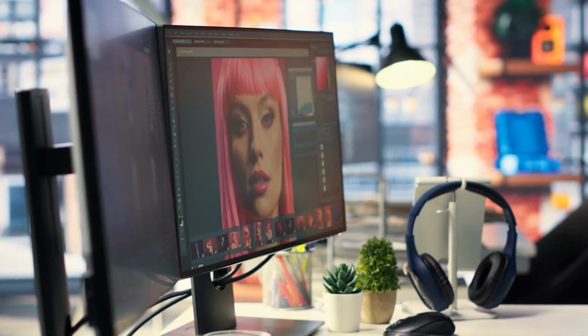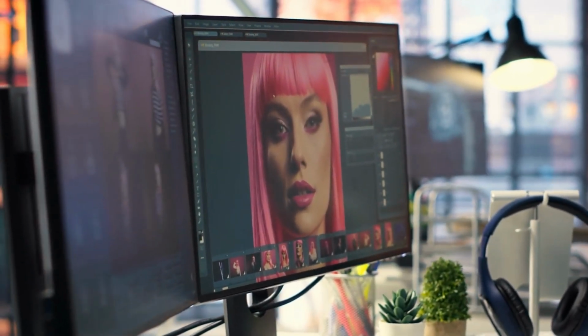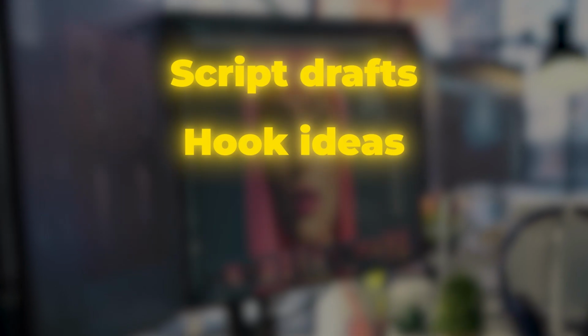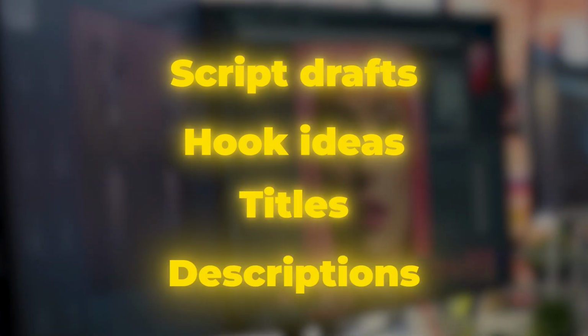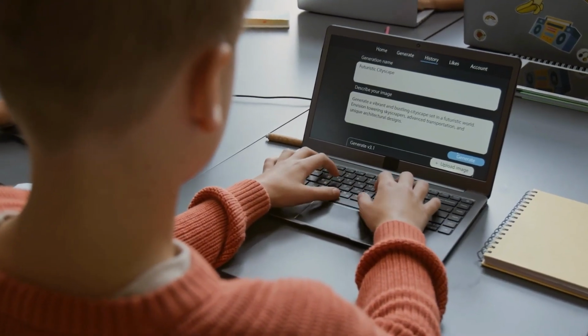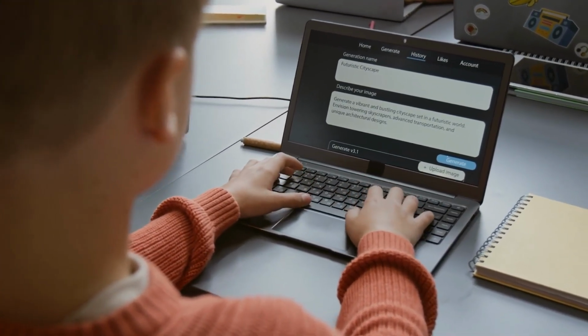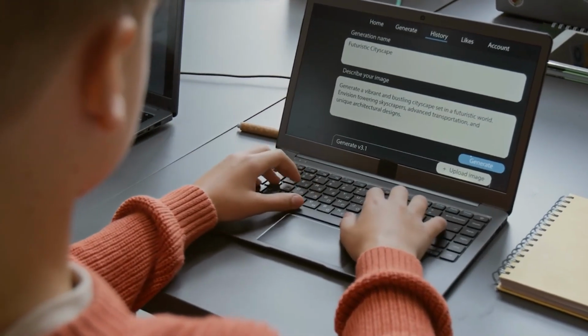AI can also automate creative tasks in a supportive way. For example, video creators can automate script drafts, hook ideas, titles, and descriptions. Designers can automate concept generation and rough visuals. Writers can automate editing, grammar correction, and tone adjustments. In all these cases, AI handles the repetitive groundwork while humans make final decisions.